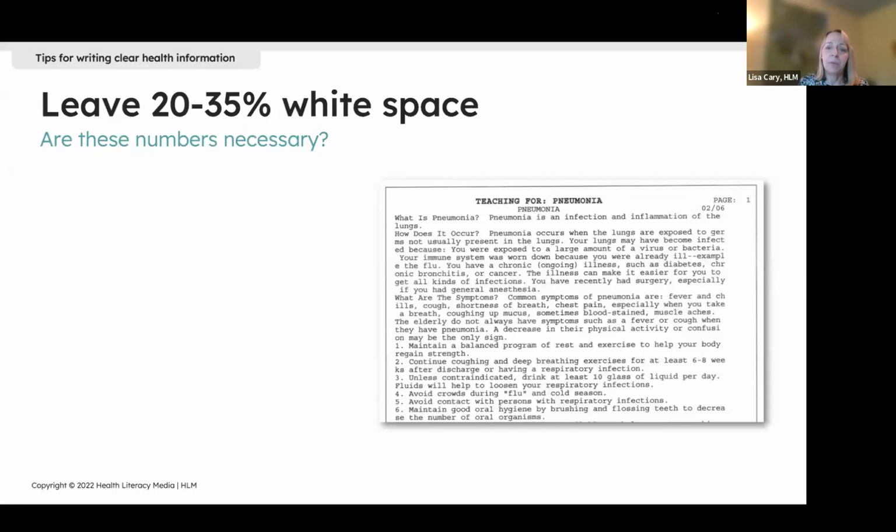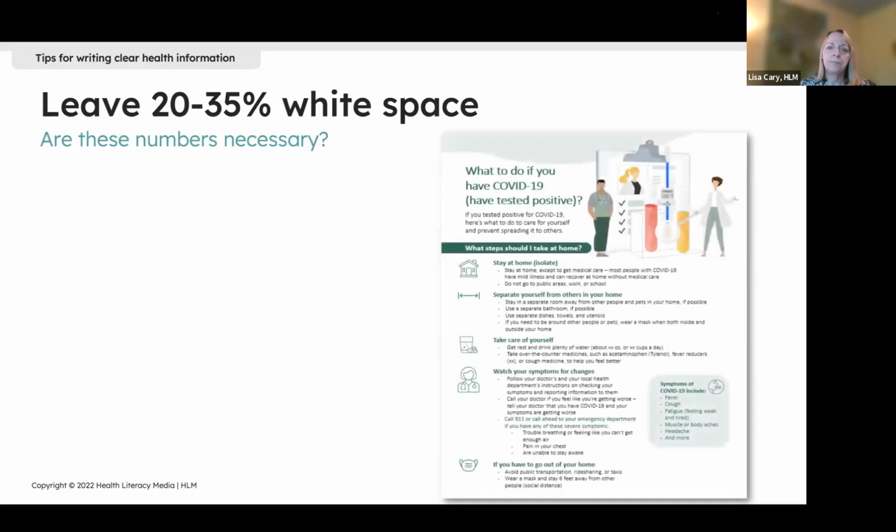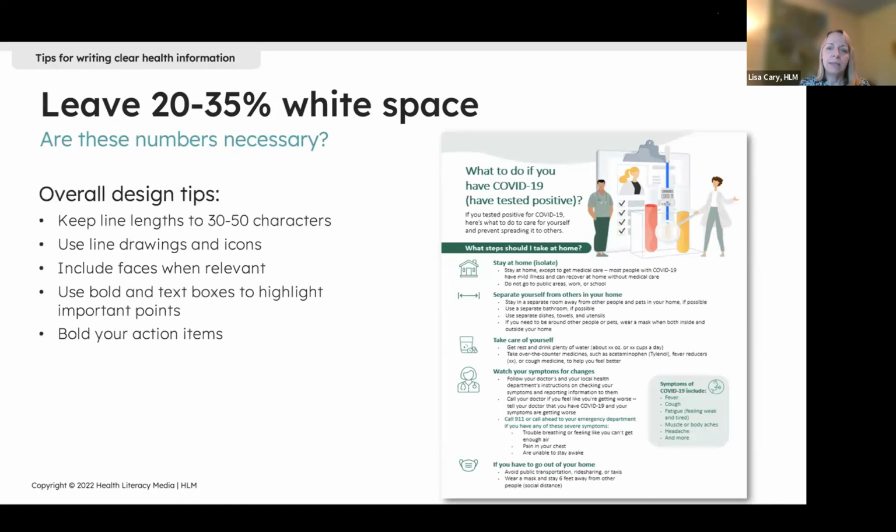This is an example of what not to do for white space. It's really crowded, and even though they put things in a numbered list, it looks like just a full solid block of text because there's no white space in between the different items. And so again, you can see that these different items here have white space in between.